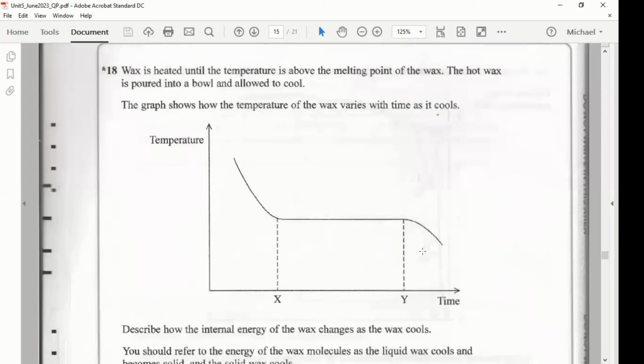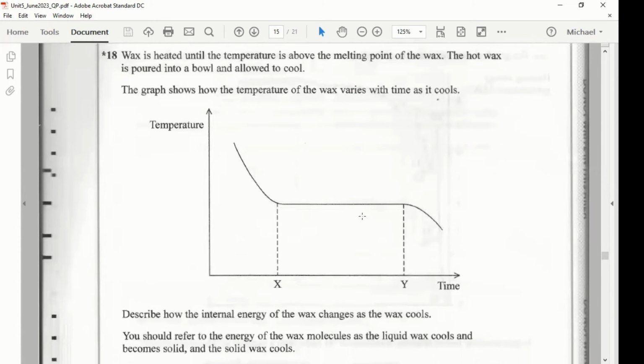Wax is heated until the temperature is above the melting point of wax. The hot wax is poured into a bowl and allowed to cool. The graph shows how the temperature of the wax varies with time as it cools. So the hot wax, the liquid wax, is cooling, and between X and Y, the temperature remains constant because there's a change of state and it's solidifying or freezing. And then after Y, it continues to cool down.